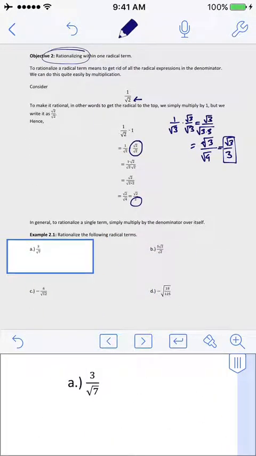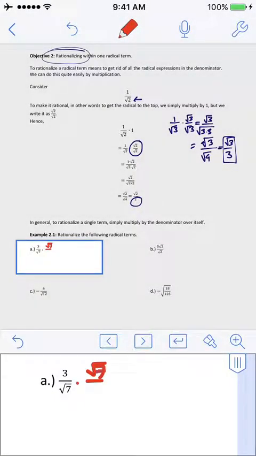Let's try that out with a few more. 3 over root 7. I want to multiply by 1, and I want it to look like, let's do this down here.